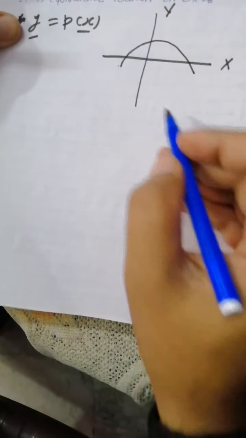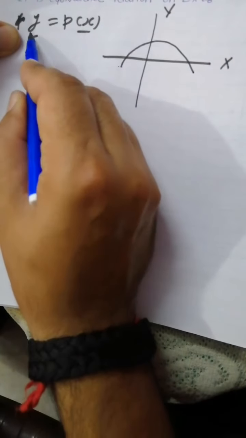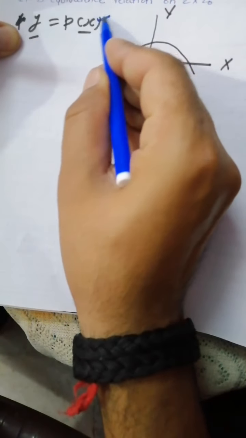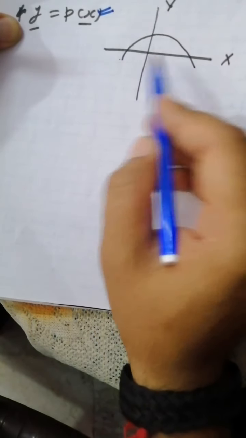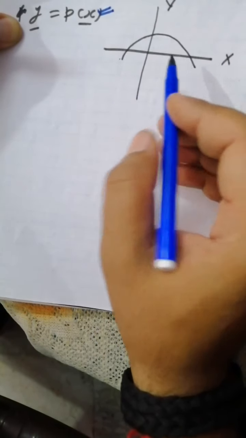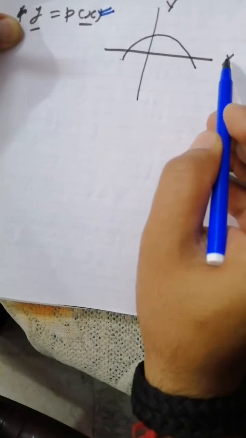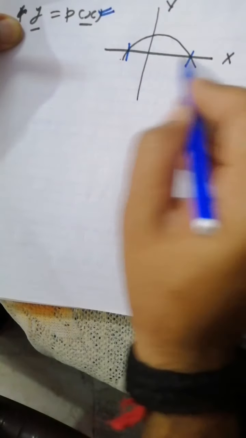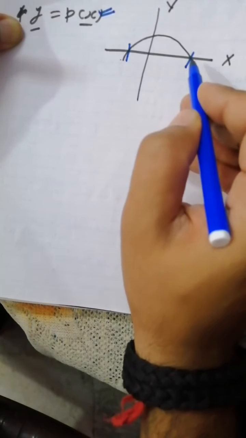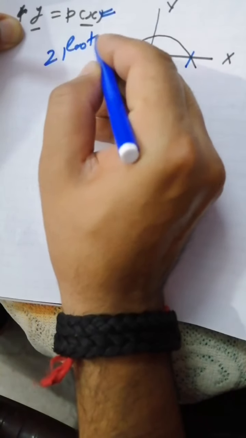Whenever you have to find the number of zeros, it will be like in this figure. You can see y equals p(x), it is in terms of x. So here you will see at how many points this curve is going to cut the x-axis. Here you can see there are only 2 points on the x-axis. So I can say this polynomial has 2 roots.